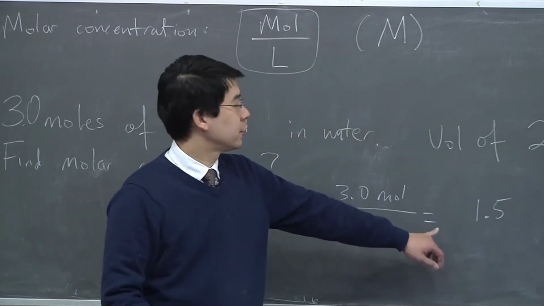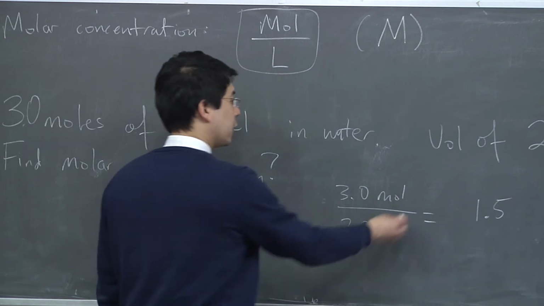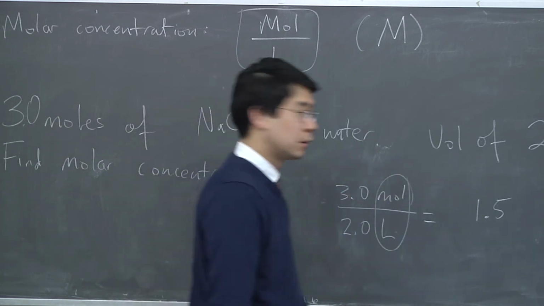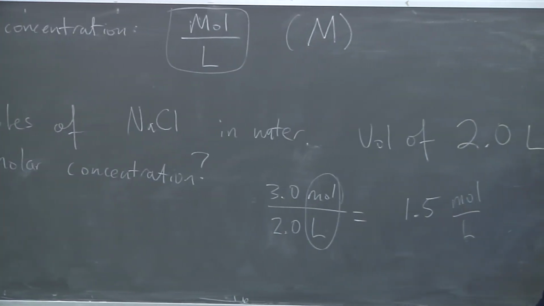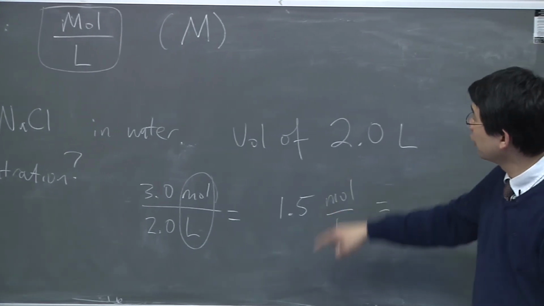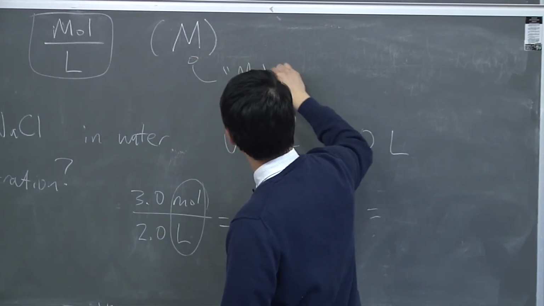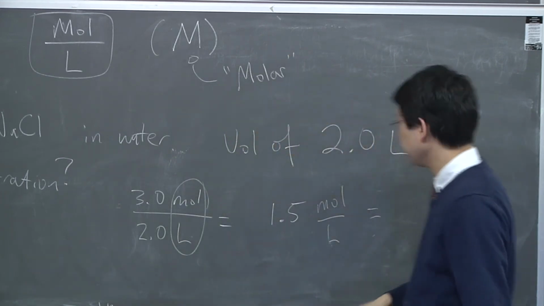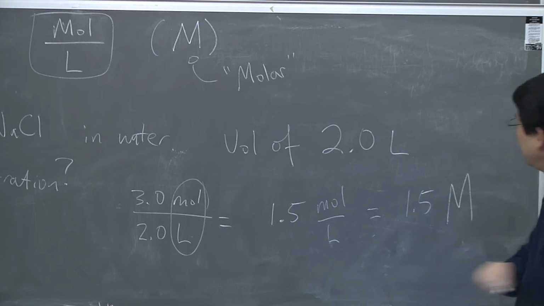And the unit on this, you can write it one of 2 ways. You can just leave it like this and write 1.5 moles per liter, or you can take the moles per liter and replace it by this, and we say this molar. That's the name of the unit. So it would be 1.5 capital, uppercase M.